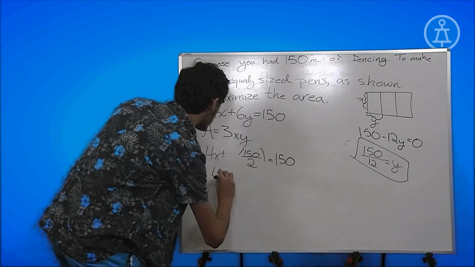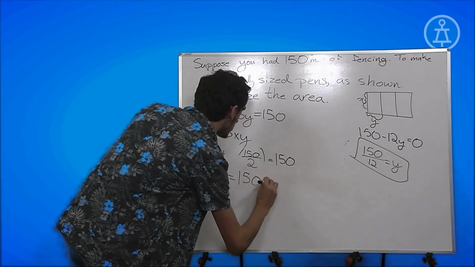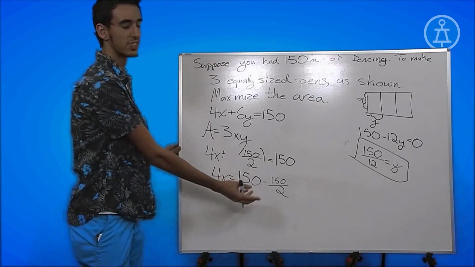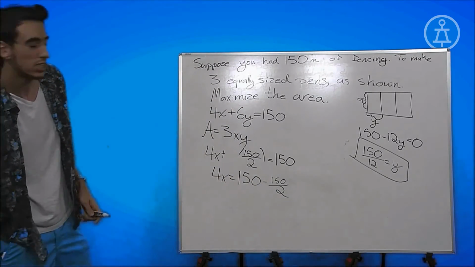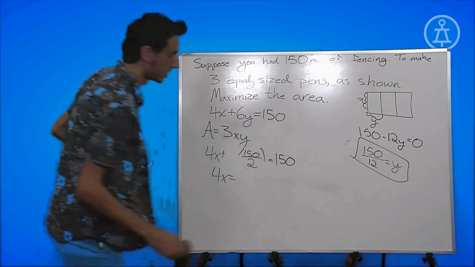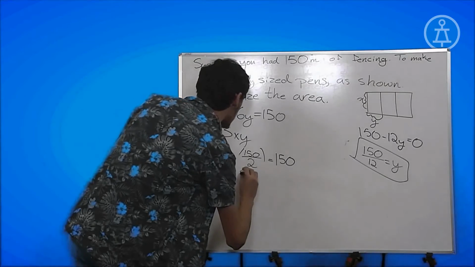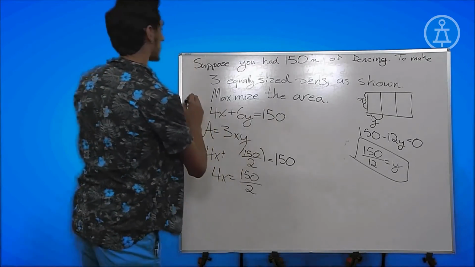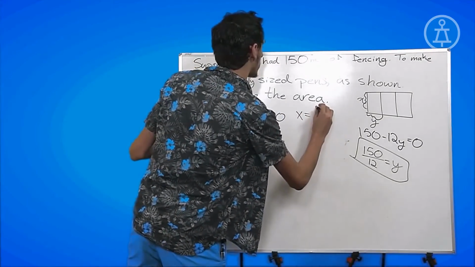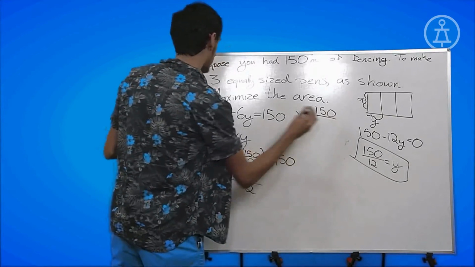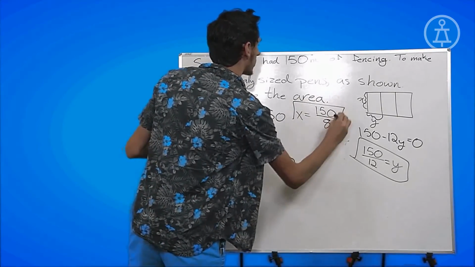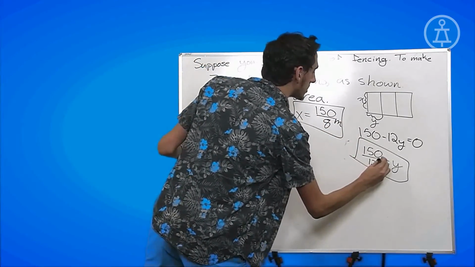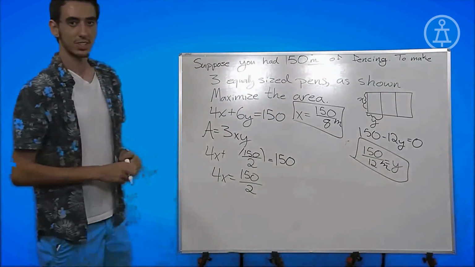So we know that 4x equals 150 minus 150 divided by 2. Since this is 1/2 of 150, we're going to just have 1/2 of 150 left over. So let's put that there. And then we divide by 4. So x is going to equal 150 divided by 8. And don't forget your units. They told us we were starting in meters, so we end in meters. Meters and meters. And that's how you would do that problem.